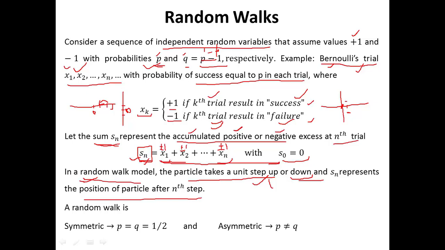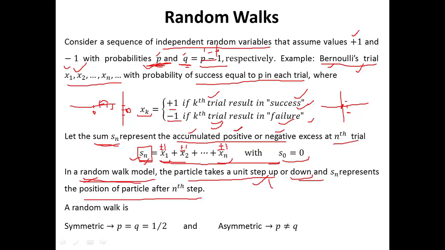So this particular phenomenon will be called the random walk model. The occurrence of success is associated with the probability P, and the occurrence of failure is associated with the probability Q.